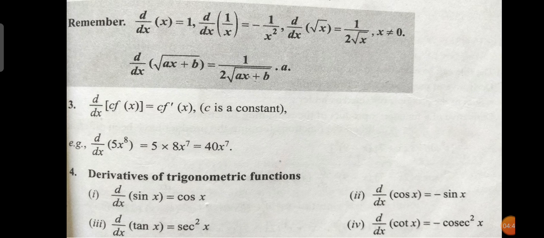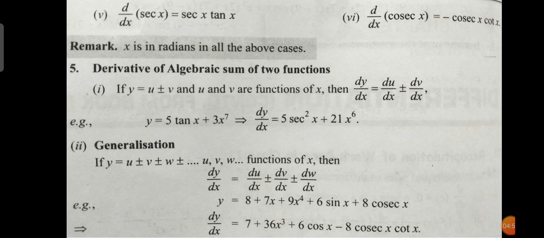And the derivatives of trigonometric functions, that you also know. d by dx of sin x is cos x. d by dx of cos x is minus sin x. d by dx of tan x is sec square x. d by dx of cot x is minus cosec square x. d by dx of sec x is sec x tan x, and d by dx of cosec x is minus cosec x cot x. These are the trigonometric functions.